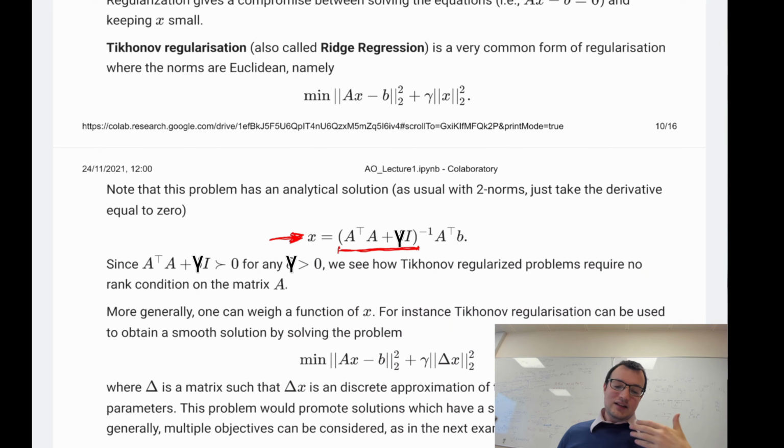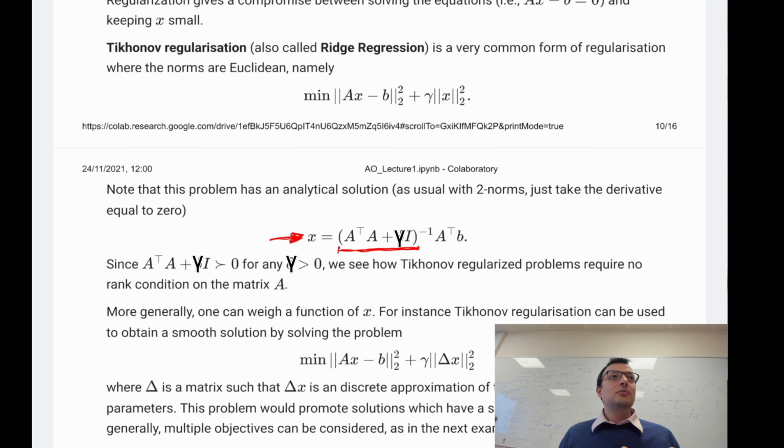So essentially, the way in which Tikhonov regularization can be thought of is that you start with a problem which is singular. So you have a matrix A which is singular, and you want to regularize that. And Tikhonov regularization allows you essentially to add a small gamma to your matrix, which allows you to compute the inverse and so to find the solution.